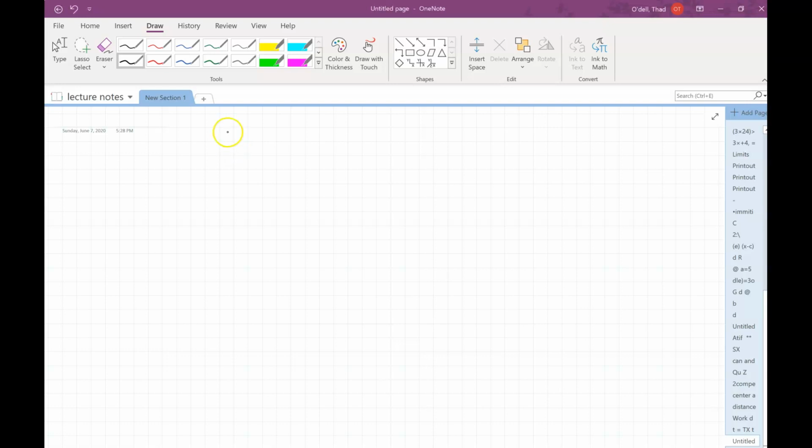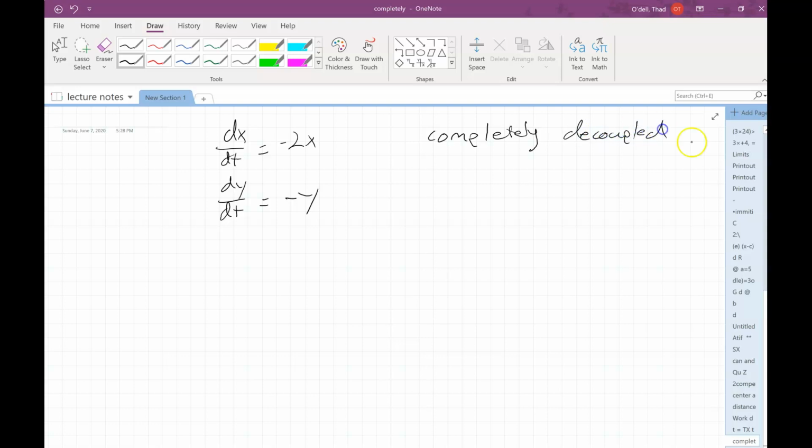So to start off with a real simple one, dx/dt is equal to negative 2x, and dy/dt is equal to negative y. This is what is called completely decoupled, because the dx equation involves only x and the dy equation involves only y. So we call that completely decoupled. When they're completely decoupled, we can just solve the two equations separately and see what happens.